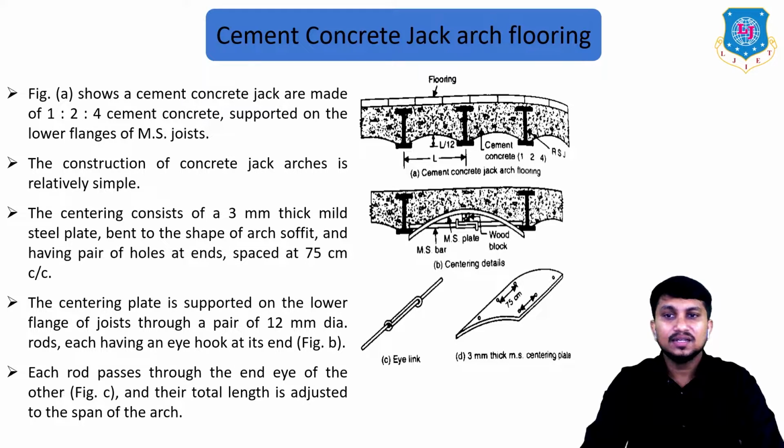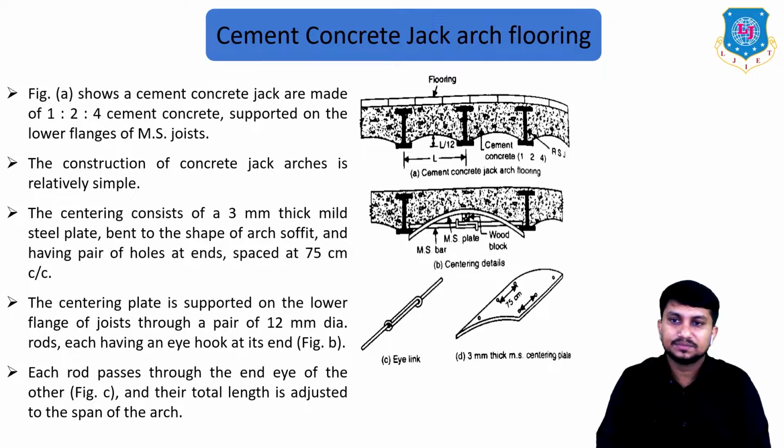The centering consists of 3 millimeter thick mild steel plates bent to the shape of the arch soffit and having a pair of holes at the ends, spaced at 75 centimeters center to center. The centering plate is supported on the lower flange of the joist through a pair of 12 millimeter diameter rods, each having an eye hook at its end. Each rod passes through the end eye of the other. You can clearly see this in figure C.